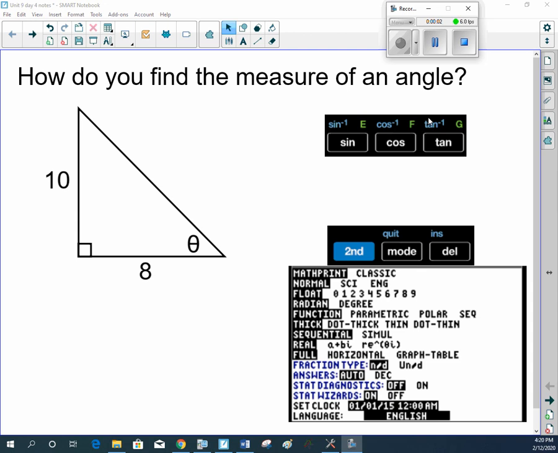Okay, to start off with, we're going to do a quick review of how we find the measure of an angle. So remember, we need to make sure that we have the right buttons on our calculators. This screen right here is off of my TI graphing calculator. And remember, you are looking for the inverse button, which is the buttons above the sine, cosine, and tangent button. And then the other thing that you want to make sure is that you're in the correct mode.